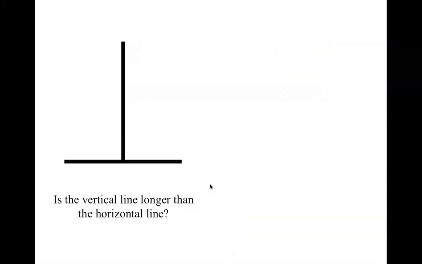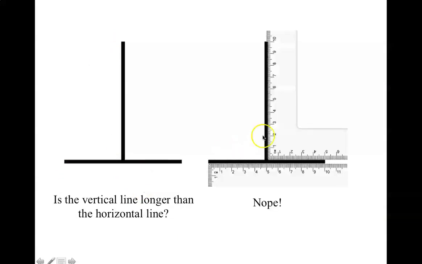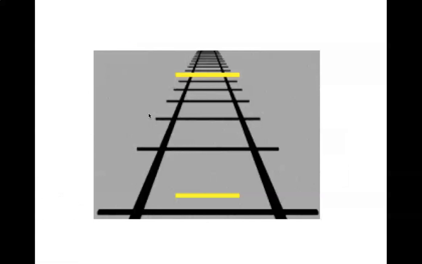Let's look at this one. Is the vertical line longer than the horizontal line? It sure looks like it, doesn't it? It's not. So here we've got some rulers. You can see the vertical line is 10 centimeters, and the horizontal one is 10 centimeters. So they're the same length. So your brain is basically tricking you. Your perception is that this one is longer, but in reality it's not. Right? And this happens in other examples.